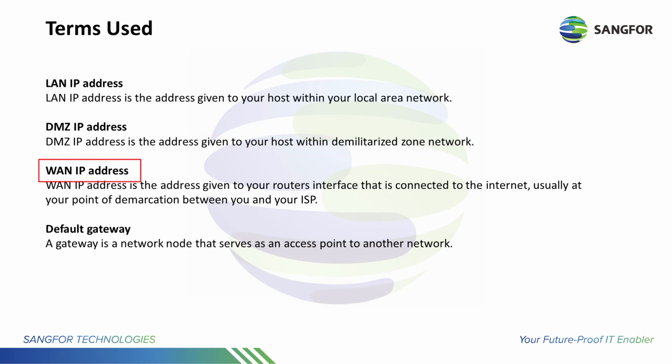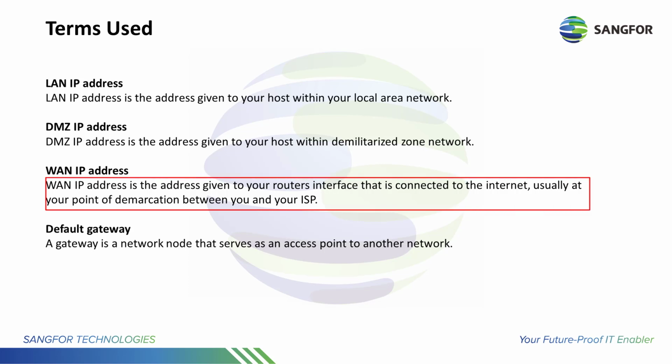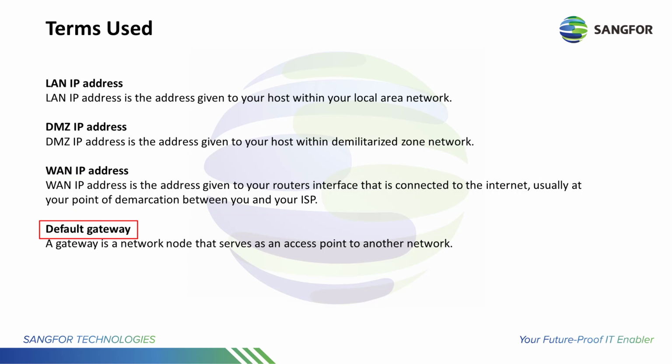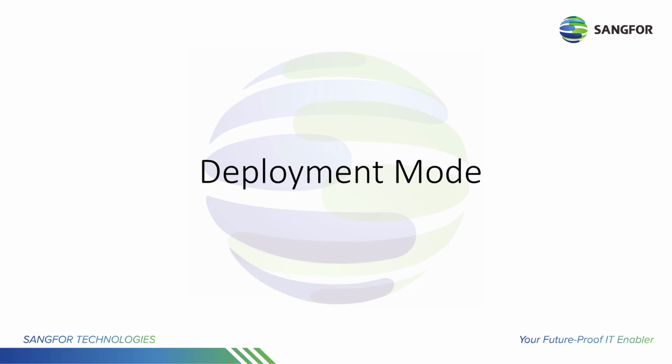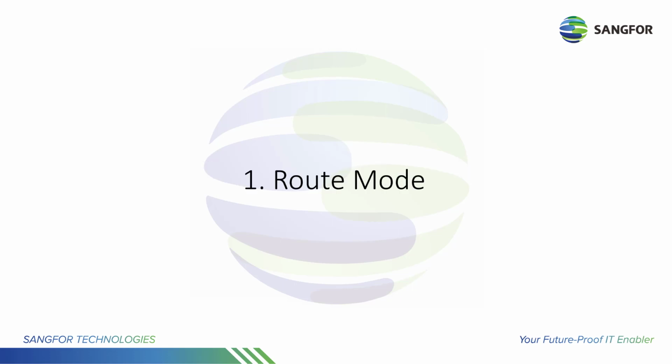WAN IP address. WAN IP address is the address given to your router's interface that is connected to the internet, usually at your point of demarcation between you and your ISP. Default gateway. A gateway is a network node that serves as an access point to another network. Deployment mode. Root mode.